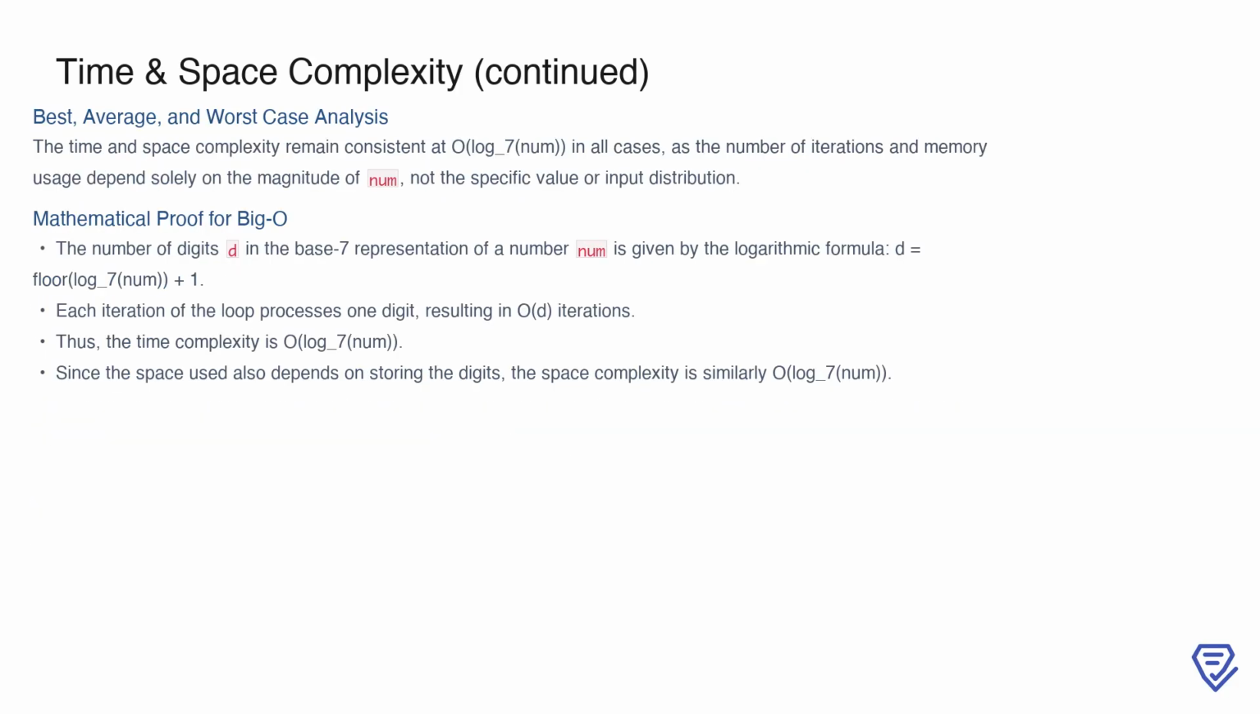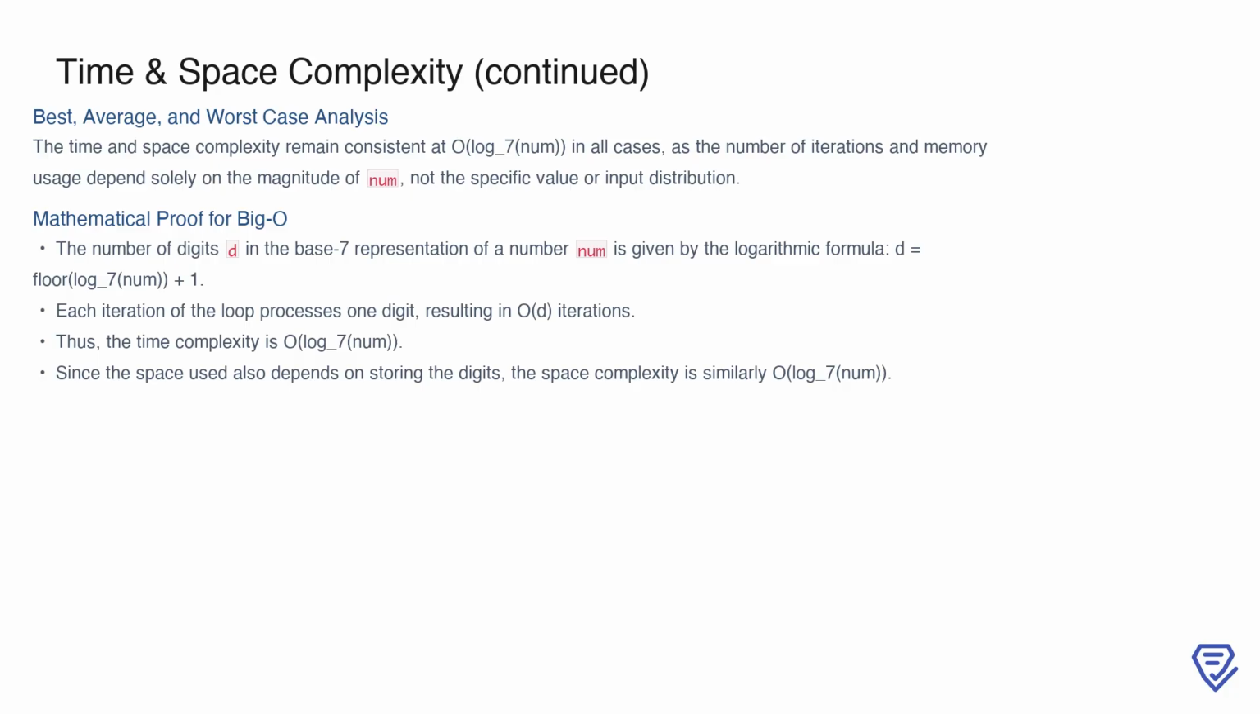In terms of best, average, and worst-case scenarios, the time and space complexity of the function are consistent at log_7 number in all cases. This is because the number of iterations in the loop and the memory required depends solely on the magnitude of the input number, not on its specific value or distribution.